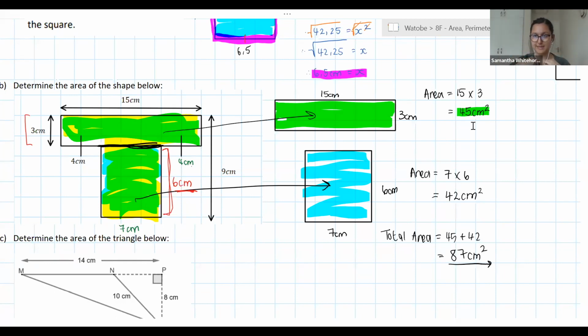Yes, ma'am. Hello. Hi. So, ma'am, I wanted to know, where did you get the 7 centimeters from, and where did you get the 6 centimeters from?